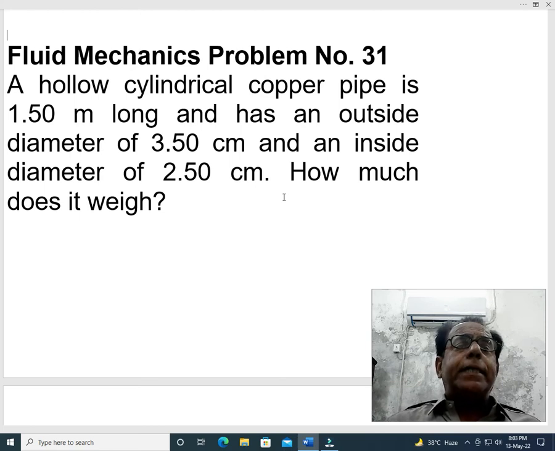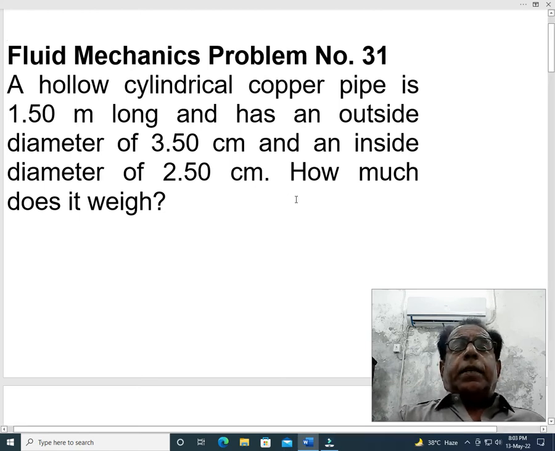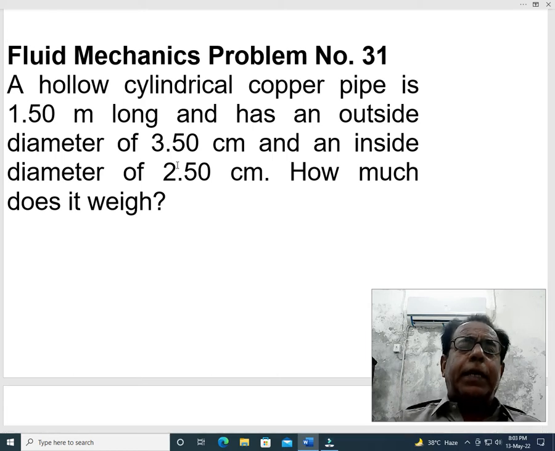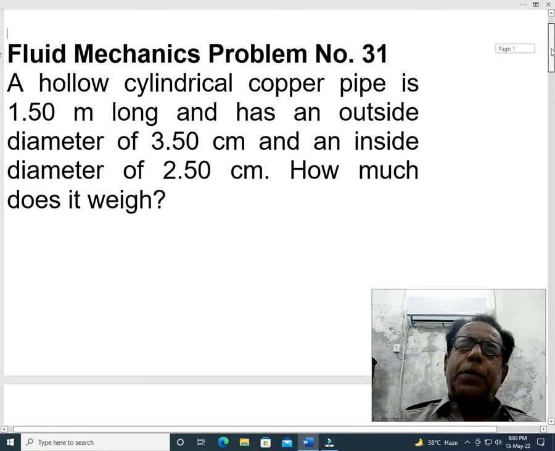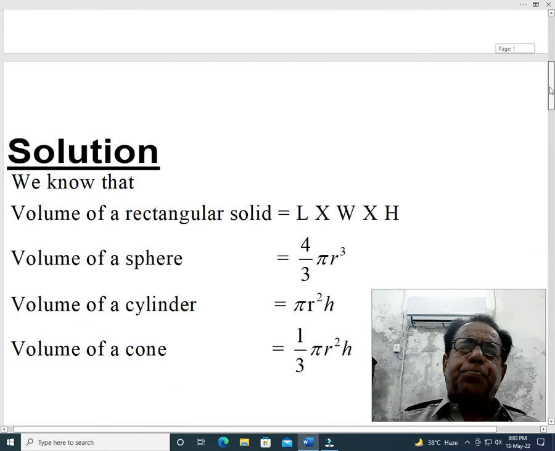How much does it weigh? Dear students, the problem is quite simple. Actually we have to find two volumes, inner and outer, and then we have to calculate the net, and then our problem will be almost solved, okay?